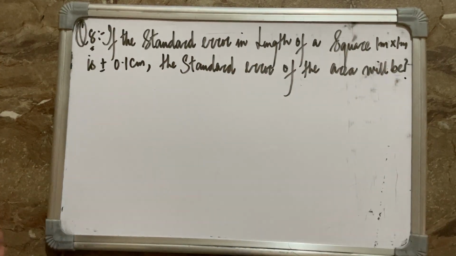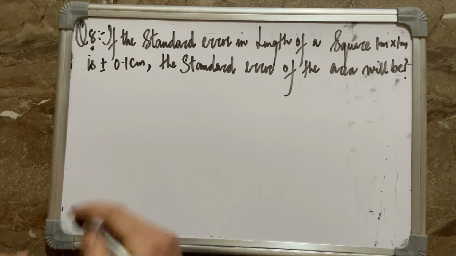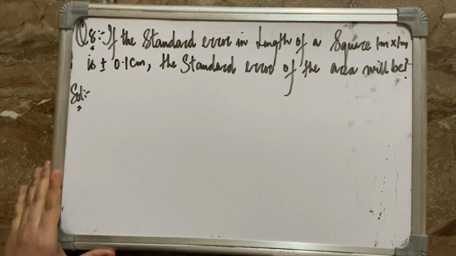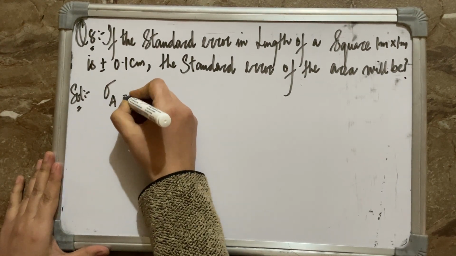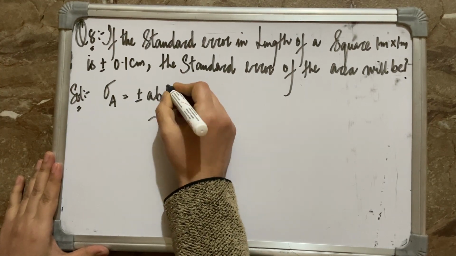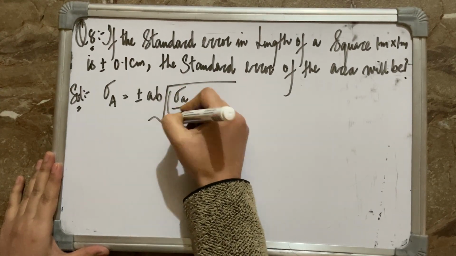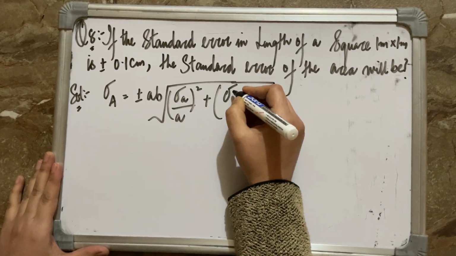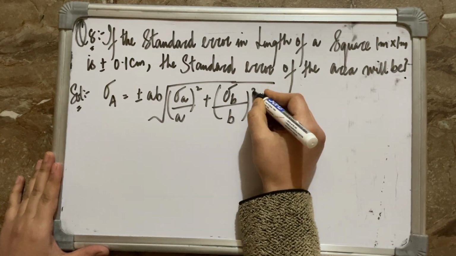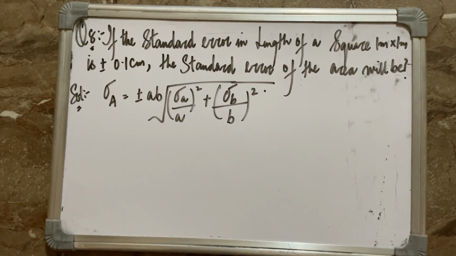The question is, if the standard error in length of the square 1 meter cross 1 meter is plus minus 0.1 centimeters, the standard error of the area will be? We know the general expression for the propagation of the standard errors in case of product of the quantities. We have already done this while we were doing propagation of standard errors. In case of a product of quantities, the standard error is given by this expression.